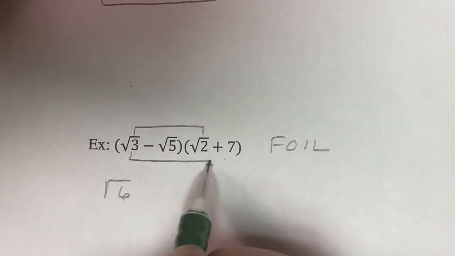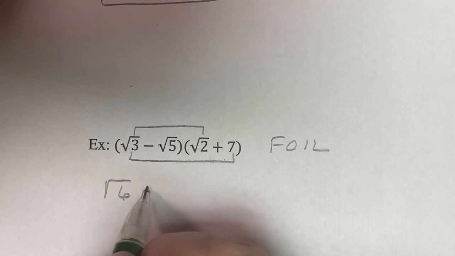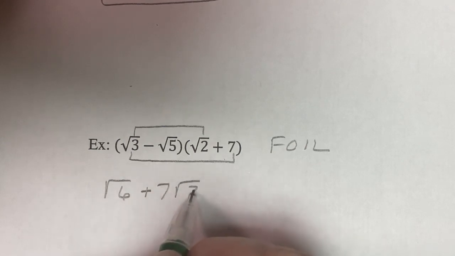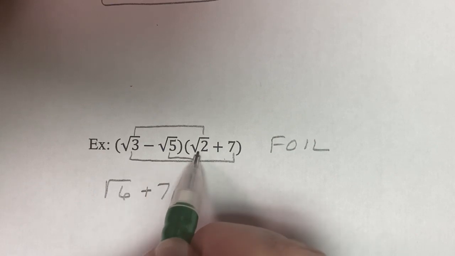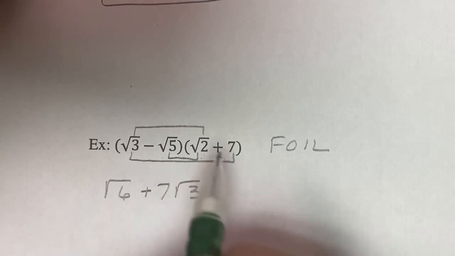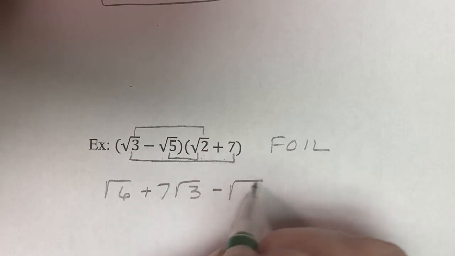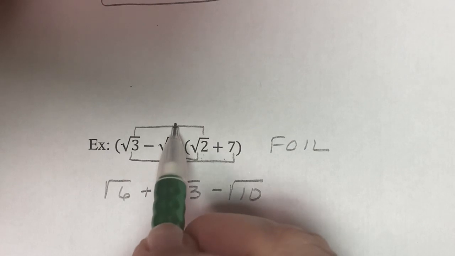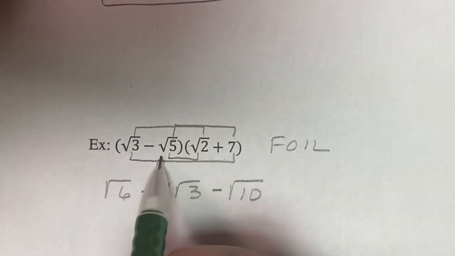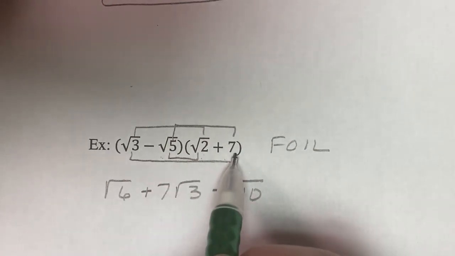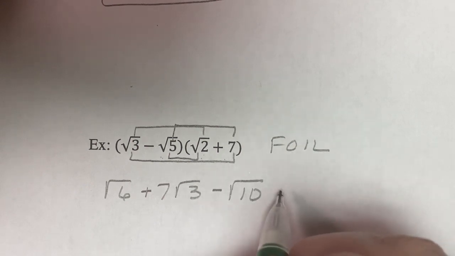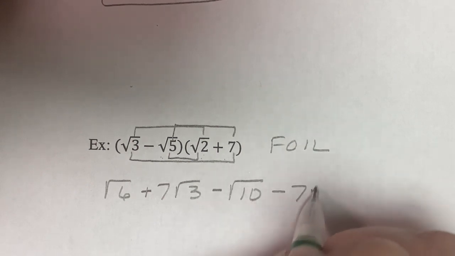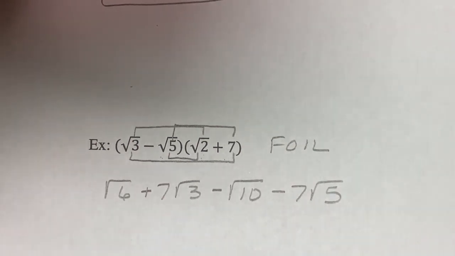Outside is root 3 times regular 7. So that's 7 root 3. Inside, I have negative root 5 times root 2. I can multiply the radicals, so it's going to be negative root 10. And then L, the last ones, I need to multiply negative root 5 times positive 7, but 7 isn't a radical, so that's just going to be negative 7 root 5.